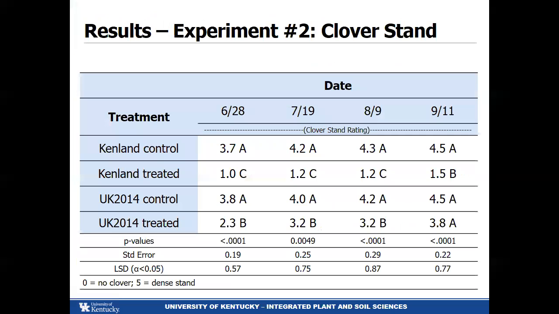All right, so some results. First of all, the controls are again similar. We didn't observe any differences in clover stand, the visual rating. But when we go to the treatments, the first 3 dates, analyzed individually by date, so we're comparing only inside dates, you can see there is a reduction in stand for both lines under treatment, but Kenland is more reduced than UK. In the last date, you can see there is some recovery from UK under treatment, which is similar to the controls, and Kenland didn't recover as well.